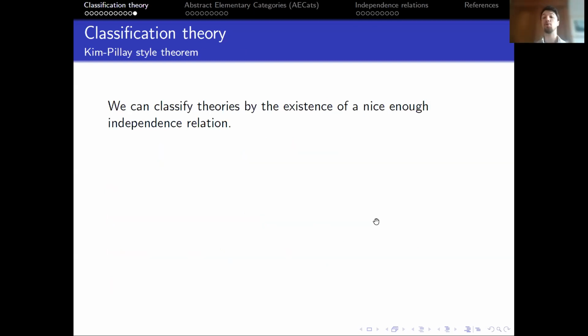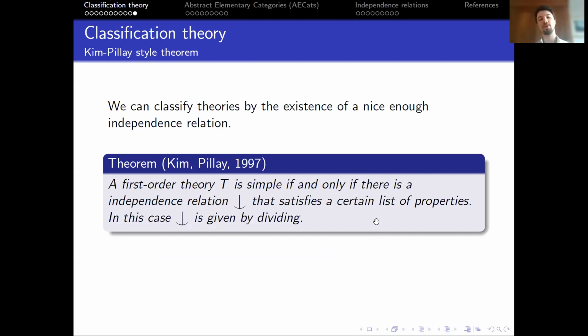And then I promised that we can use those to classify these theories. This is what we do by what we usually call a Kim-Pillay style theorem. We can classify theories by the existence of a nice enough independence relation. There's this theorem of Kim and Pillay from 1997: a first order theory T is simple if and only if there is an independence relation that satisfies a certain list of properties. And in this case, it's given by dividing.